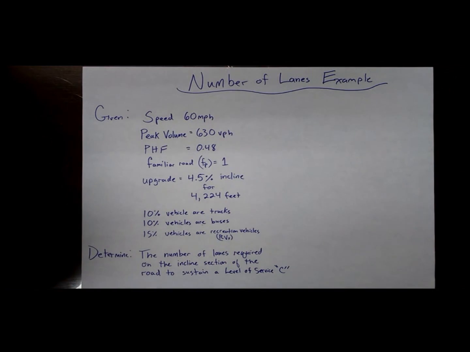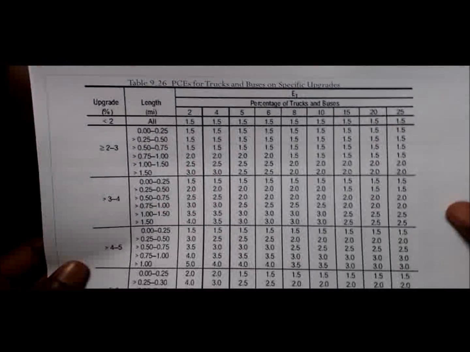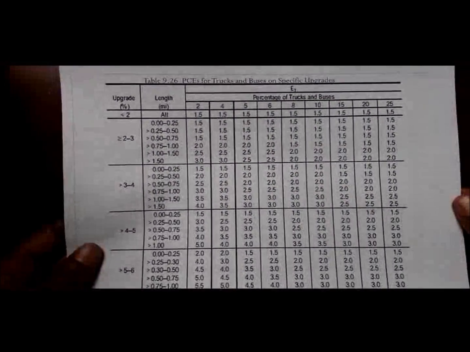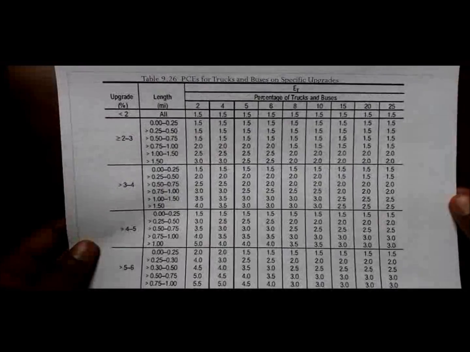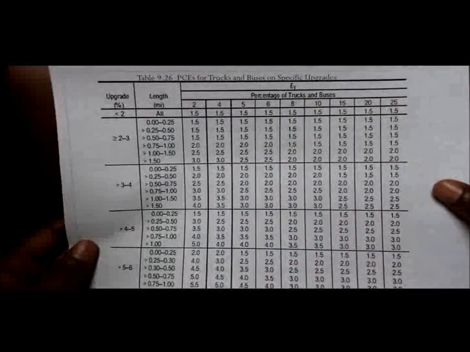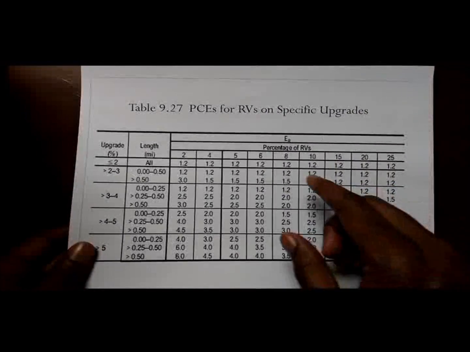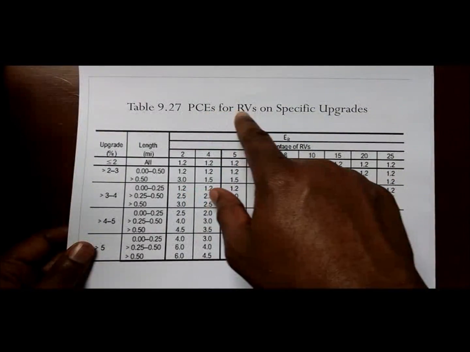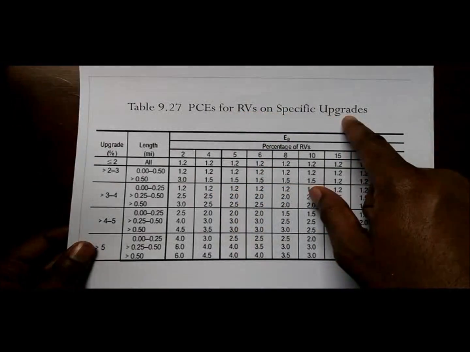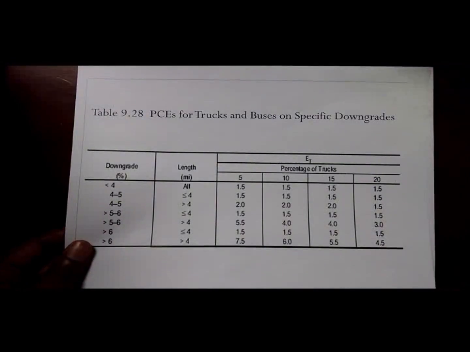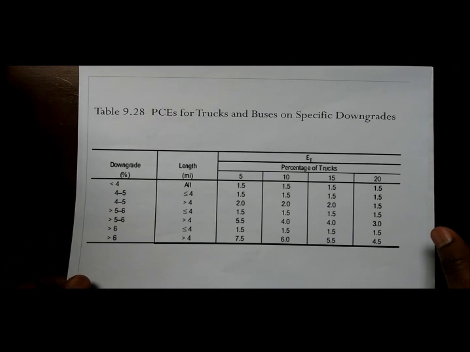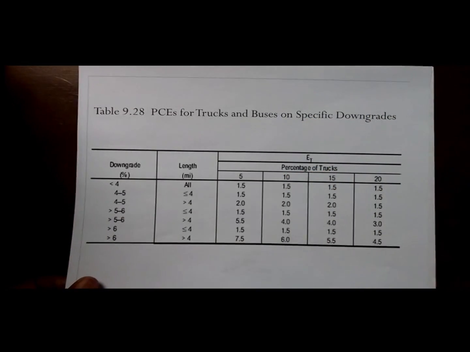Right off the bat, I'm going to go ahead and tell you that you're going to need a couple of different tables. So here are the 3 different types of tables you're going to need. It's a table for upgrades, trucks and buses on specific upgrades. This is passenger car equivalencies for RVs for specific upgrades. And then we'll even modify the questions so that we'll use the downgrades as well for the trucks and buses. So those are the 3 that you're going to be using.